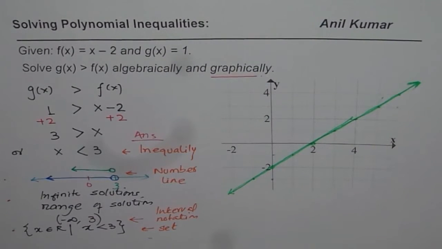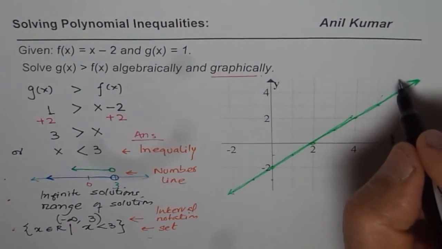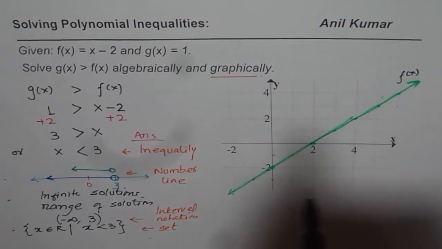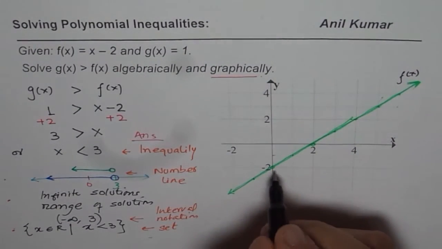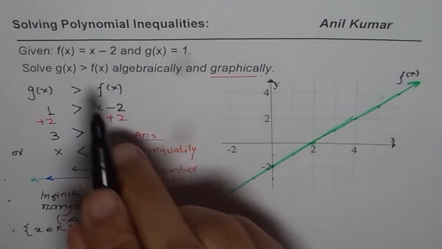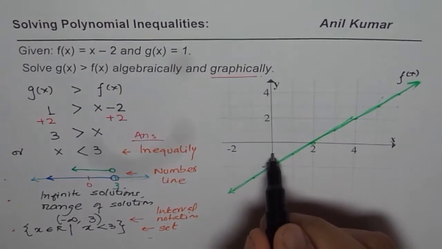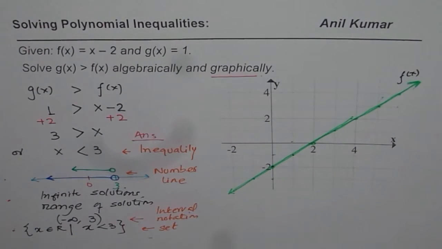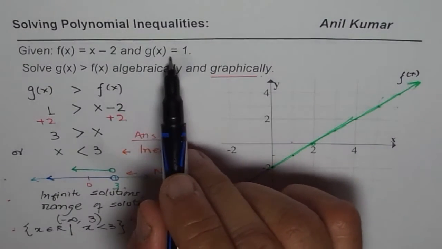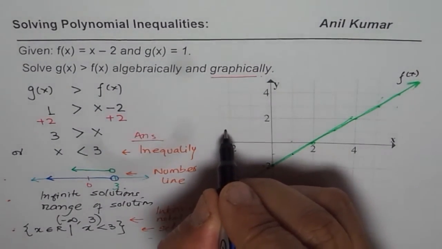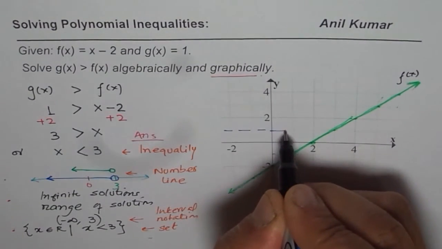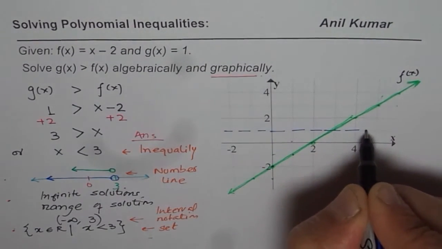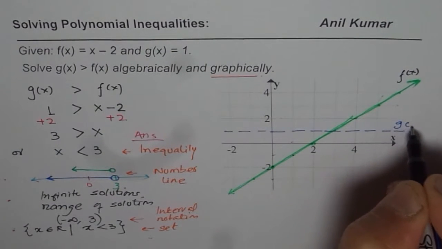We can easily draw f of x. Let me write this as f of x now, which is x minus 2, y-intercept of minus 2, rise and run, slope of 1. So rise, run, rise, run. You get all the points on the line. That is how it is. So first you sketch one of the functions and then the other function. The other function for us is g of x equals 1. That means this. So let me draw this with a dotted line, g of x equals 1. So that is g of x.